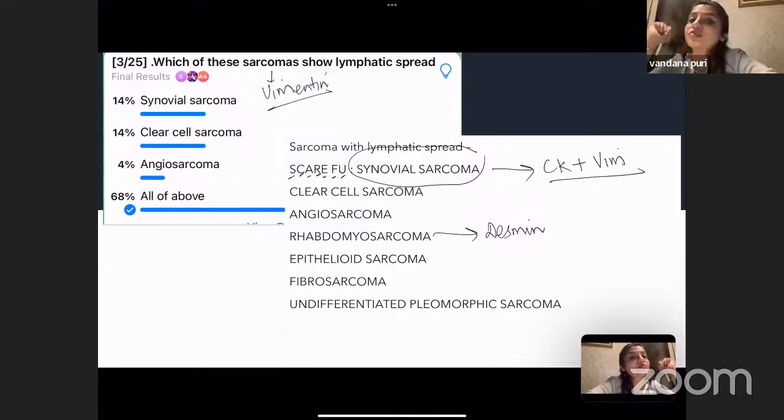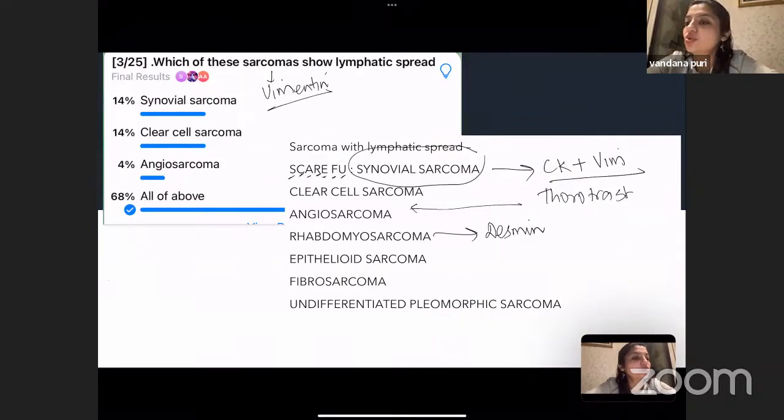Therefore, synovial sarcoma is one of the favorite questions that is asked by examiners all of the time. Apart from that, in angiosarcoma, they typically ask you what is the most common trigger for angiosarcomas. So this is a radio contrast dye called thorotrast.